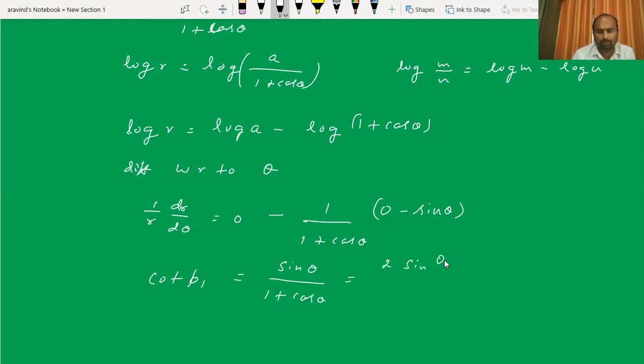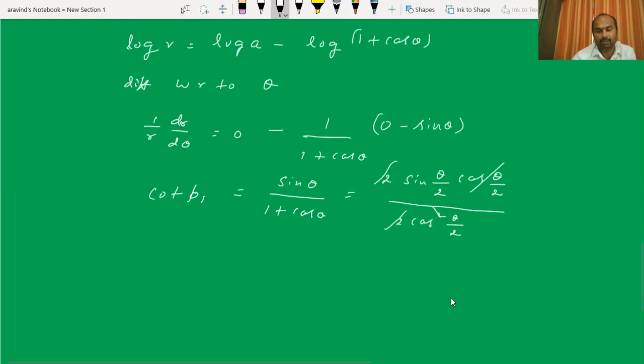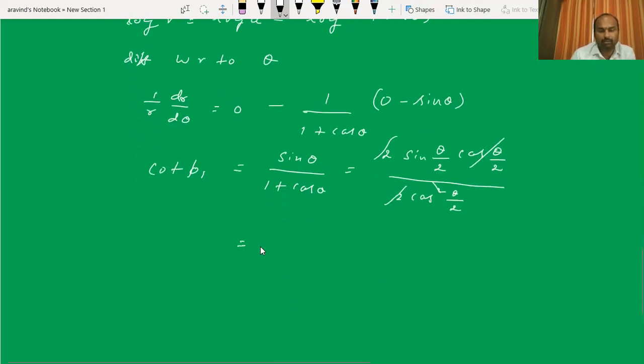Again using the half angle formula, sin theta can be written as 2 sin theta by 2 cos theta by 2, divided by, 1 plus cos theta, which is 2 cos square theta by 2. This 2 will get cancelled. Cos and cos square will get cancelled. Remaining will be sin theta by 2 divided by cos theta by 2. Sin by cos is tan, so cot phi 1 is equal to tan theta by 2.